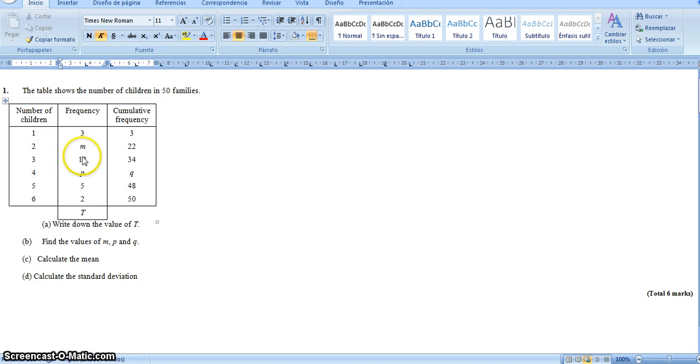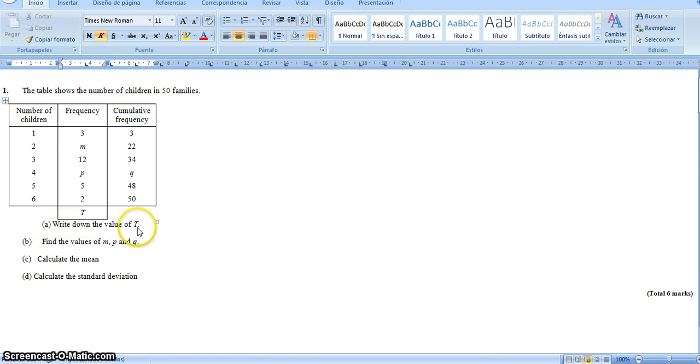For example, we had 12 families with 3 children, or 5 families with 5 children, or 3 families with 1 children. Understanding the information that you are given is very important. So please be sure to read the tables properly. Now let's see if we can start solving the question.